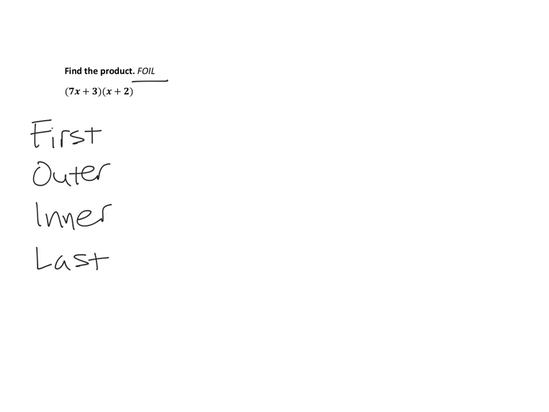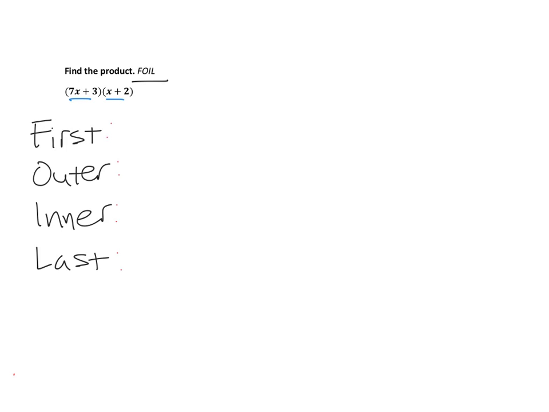The third method is kind of a gimmicky method, and it is called FOIL. Now, FOIL stands for first, outer, inner, last. And I say it's a gimmicky method because it only works when you have two terms times two terms. That is it. At any other point in time, it will not work.